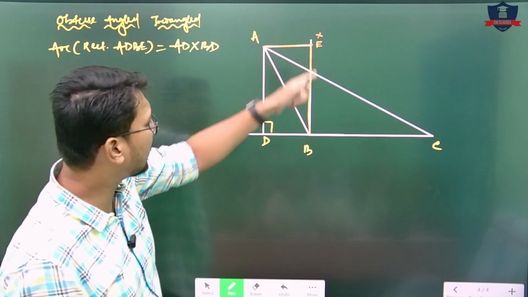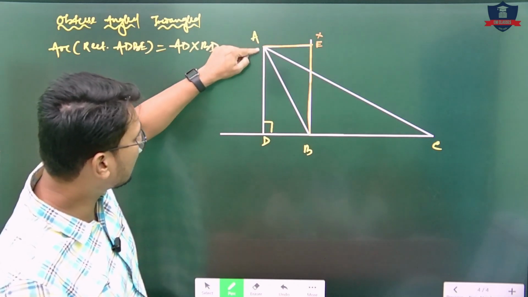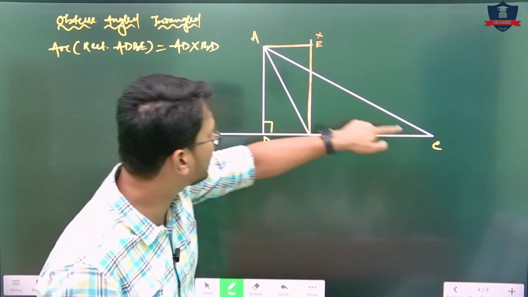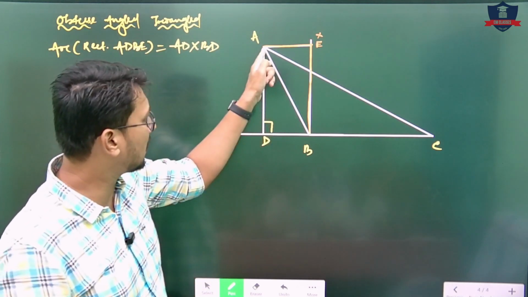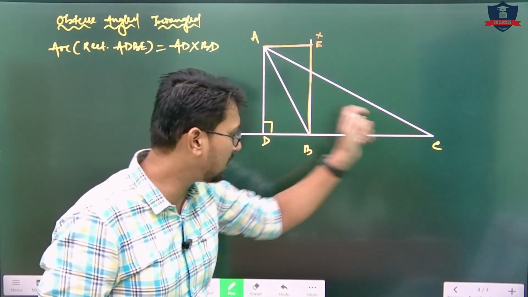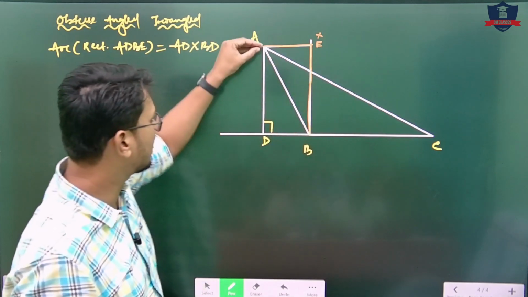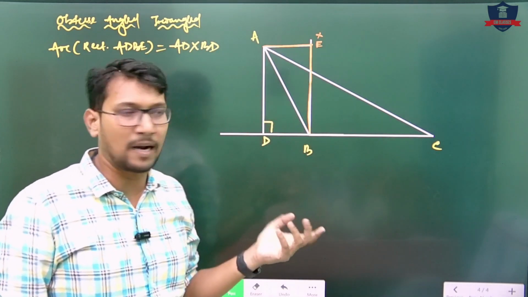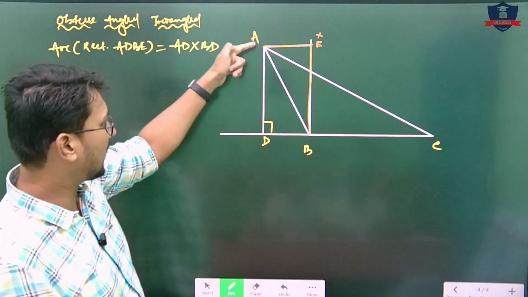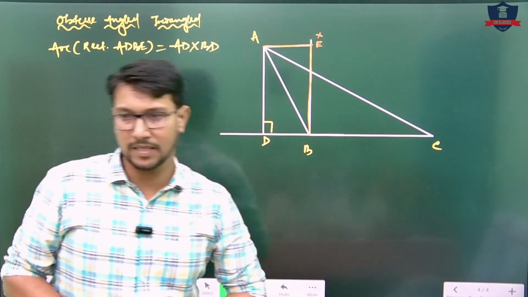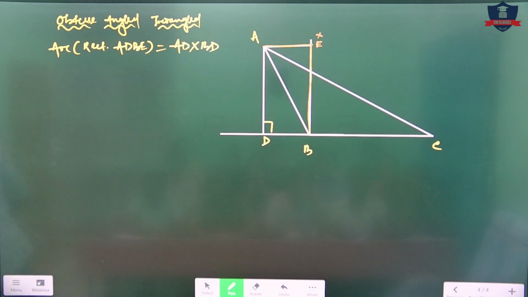But we don't need AEB, because in triangle ABC, ADB is a part. Look carefully at triangle ABC. Triangle ADB is a part of ABC, but AEB is not a part. Hence, we will take ADB right now. Is that clear, everyone? Did you understand or not?